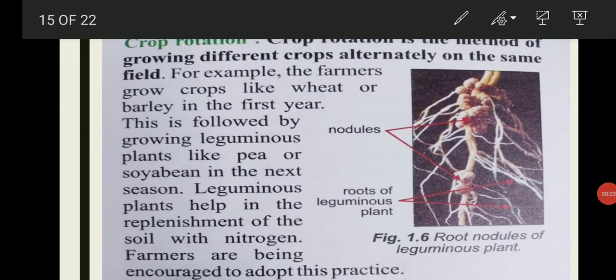Hello students. Today we are going to discuss crop rotation.